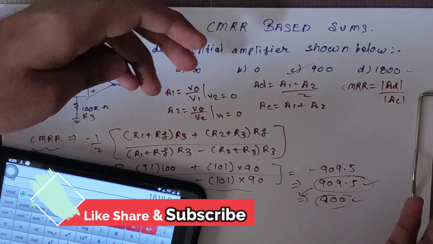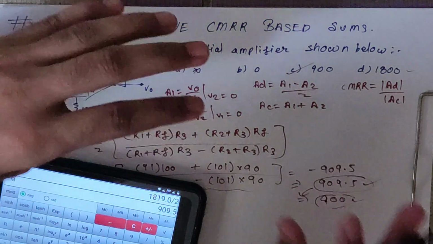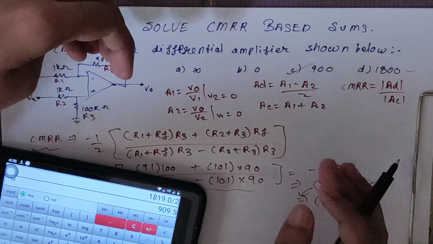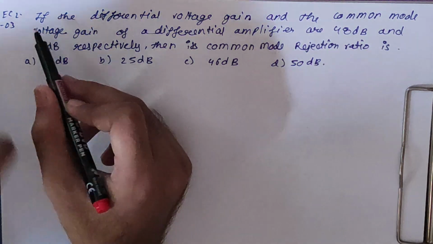But if you don't know the trick, you have to follow the traditional way and you will waste 2 to 3 minutes to get your answer. Okay, well, in ESE as well as technical assistant exams, this sum is a favorite one. Now let us see this sum. This is of EC 2003.